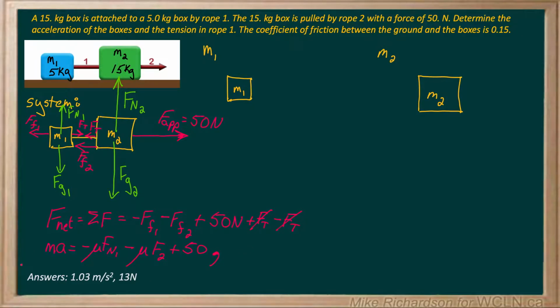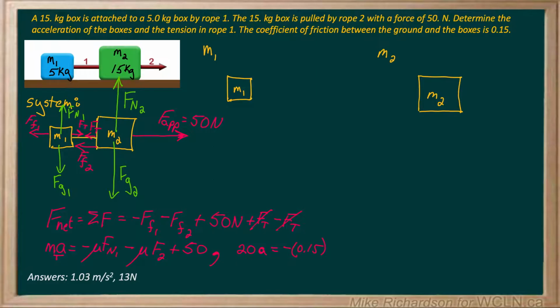Now what do I put in here for my mass on my F net side? Well, since I used the entire system to come up with my F net equation, this would be my total mass. So 5 kilograms plus 15 kilograms gives me a total mass of 20 kilograms. We don't know what the acceleration is. Equals negative. Now my coefficient is 0.15.